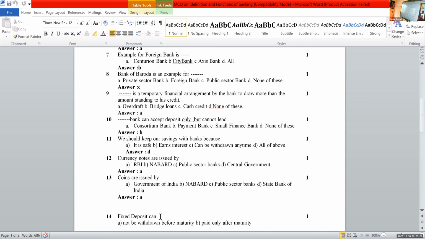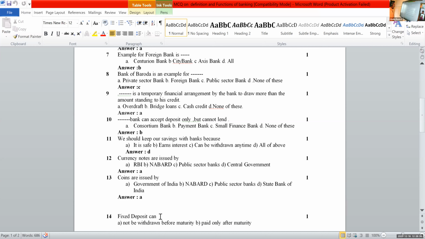Next, dash bank can accept deposit only but cannot lend. They are accepting only deposit, but they cannot lend. That is payment bank. So you can expect this type of question.